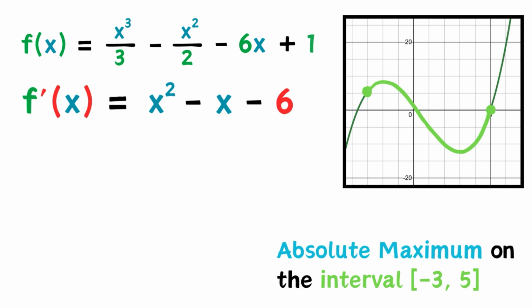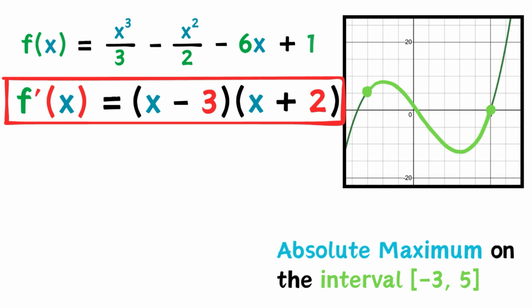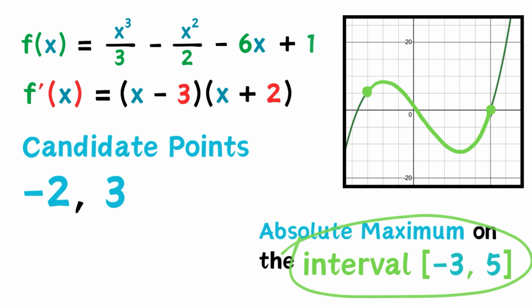Factoring the derivative function, we get (x - 3)(x + 2). So when does the derivative equal 0? When x equals 3 or -2. Now notice, we are dealing with an interval, meaning our endpoints are also candidate points. Okay, we have our candidate points. Now, which ones are maximum and minimum points?